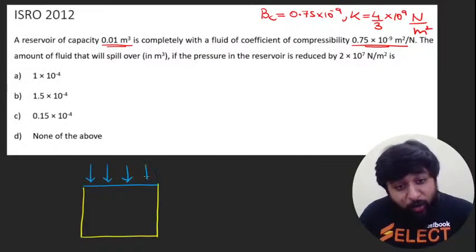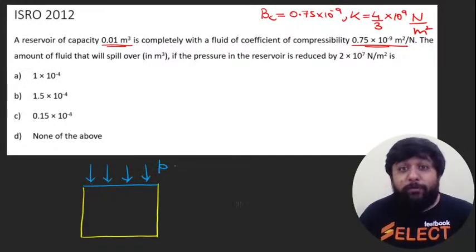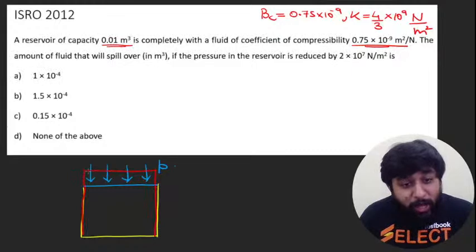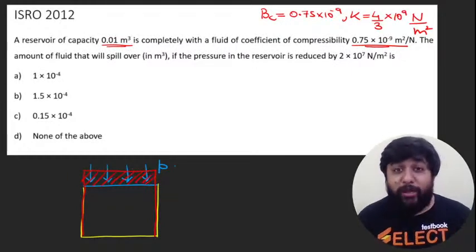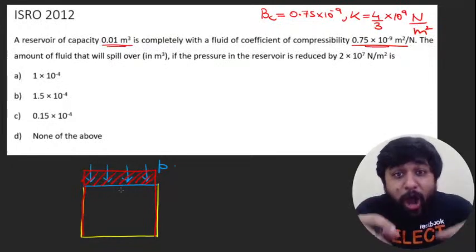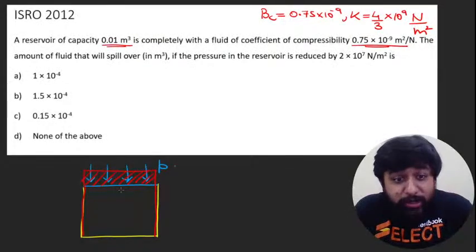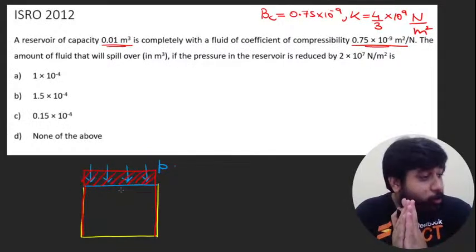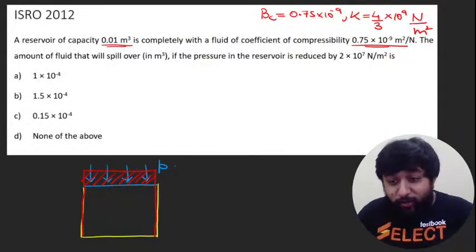Okay. Now, what will happen? If they reduce the pressure, the fluid will expand, and the increase in volume will fall out of the container. So when they are asking how much the fluid will spill out, they are simply asking how much will be the increase in volume. Right? So check what will happen.